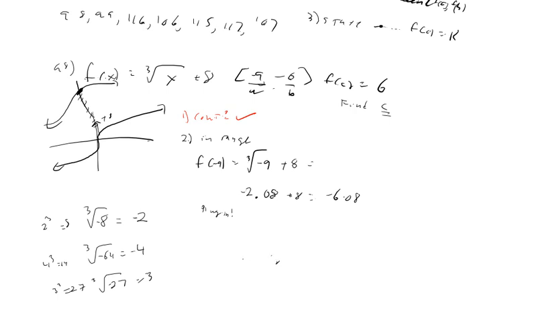Then we plug in our cube root of -6. F of -6, cube root of -6 plus 8, -1.8 plus 8. That's going to be, what is that? It's going to be 6. Oh wait, not negative. This is not right, is it? It's 6 point something, 6.2, something like that.